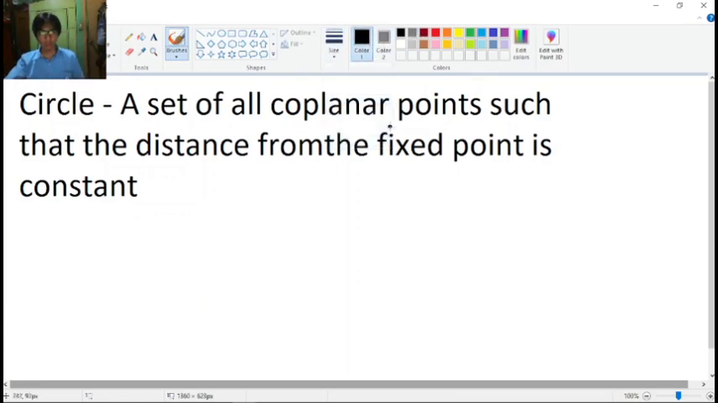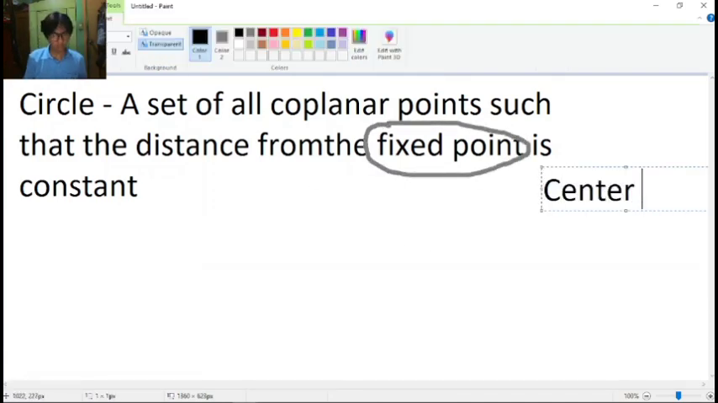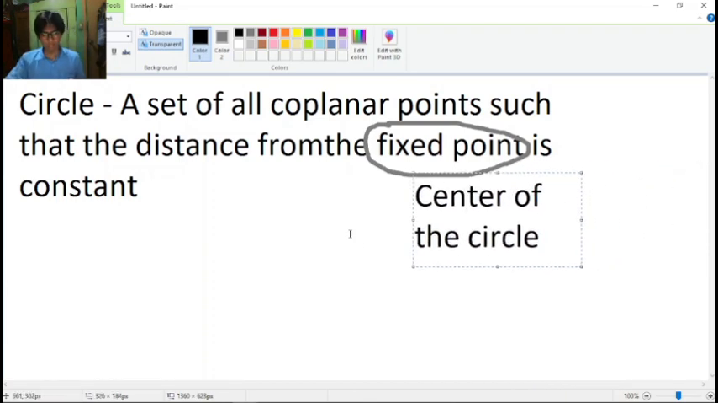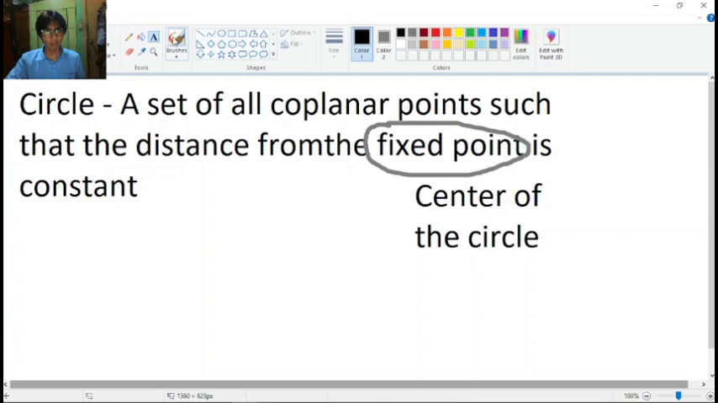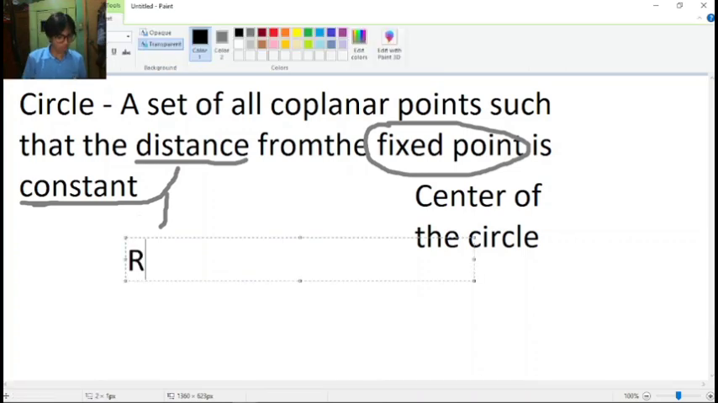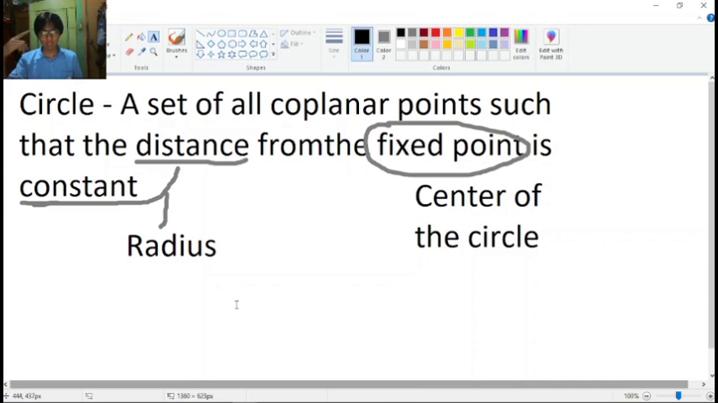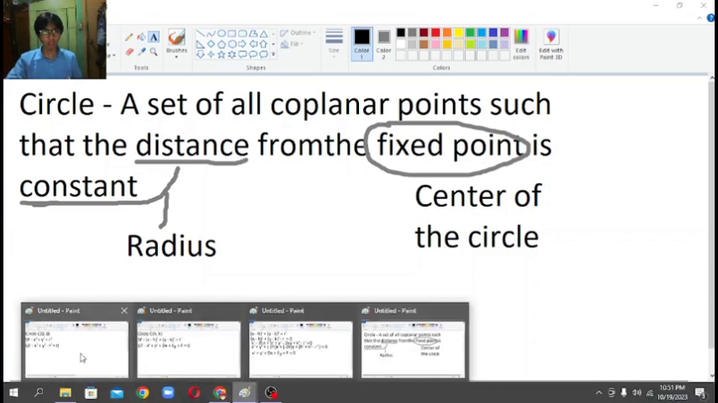For number one, here is the fixed point. That will be the center of the circle. And the next thing is over here, this constant distance. This is the radius of the circle. So those are the two things that you really need to remember when solving for the parts here. So let's start.